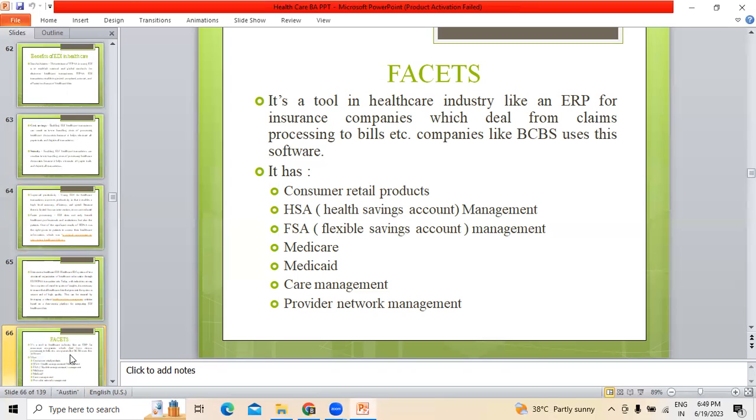At the same time, provider network management. Provider network management means whoever the healthcare providers are, it can be hospitals, it could be healthcare clinics, it could be nursing care, right? So their details, based upon the network A and B, whichever network that person belongs to. So wherever all these things are available, every piece of information will be mentioned under this application. So these are the major modules, I can say. Major modules are the features which will be there in the FACETS application.